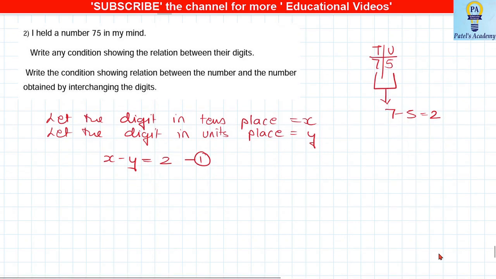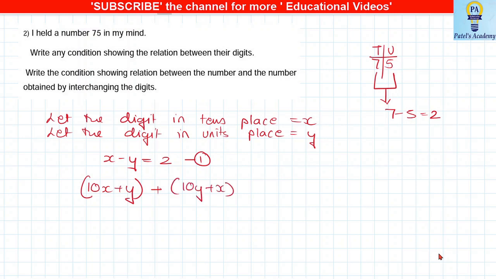Now next is write a condition showing the relation between the number and the interchanged number. So I'm taking the original number as 10x plus y. Why 10x plus y? Because x is in tens place. This is the original number, plus the interchanged number is going to be 10y plus x, equal to what? Now see this, the original number is 75. If I interchange the digits, what I get? 57. And if I add this, what I get? 132. So I'm writing here 132.